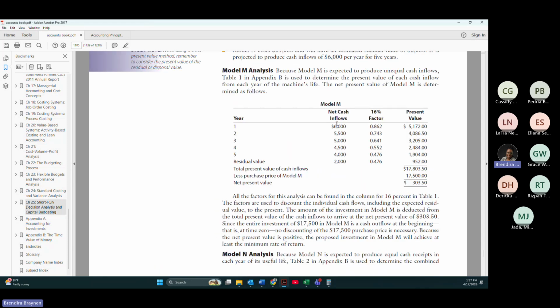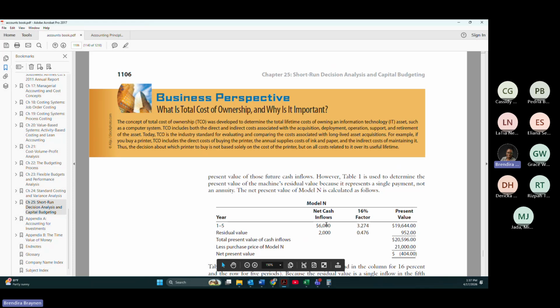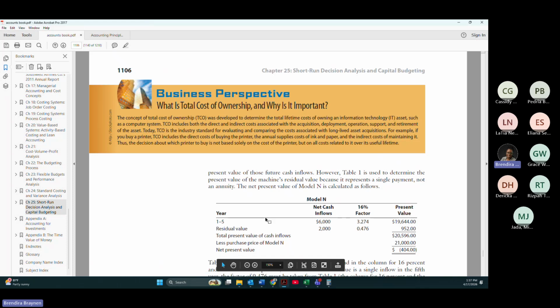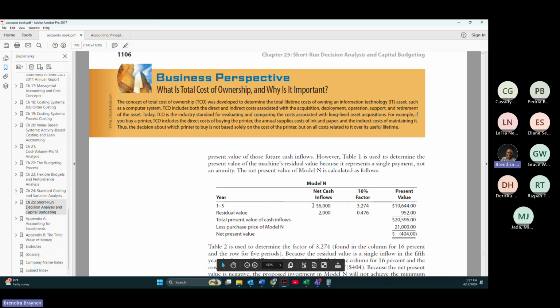One where the cash that's coming in as a result of making the purchase is uneven, and then the cash is even. When it's the same amount of cash I expect to receive every year after I've purchased that thing, then I take that annual amount, multiply it by the factor in the annuity table. So not the sum table, but the annuity table. The annuity factors are usually bigger than the sum of a dollar table because they account for multiple payments.